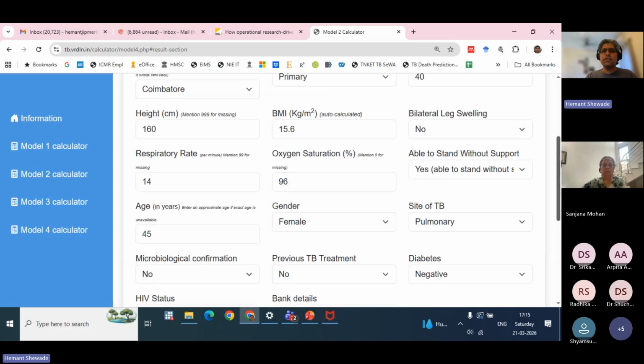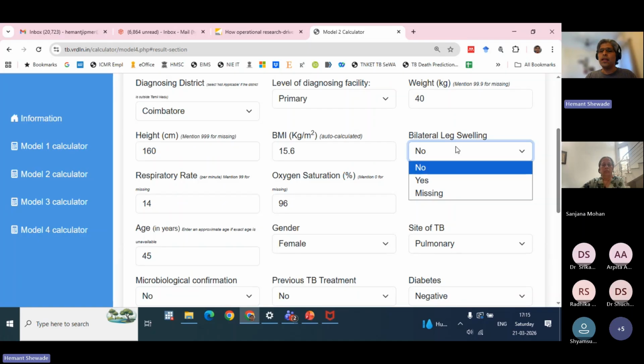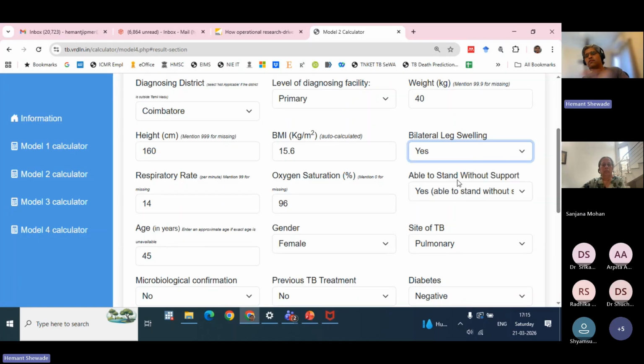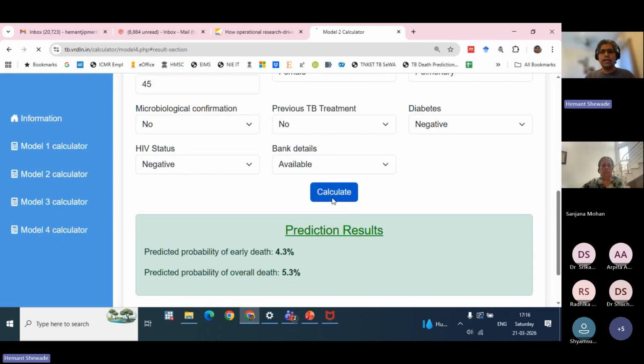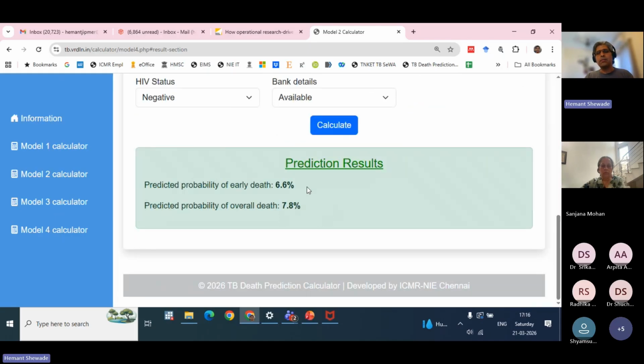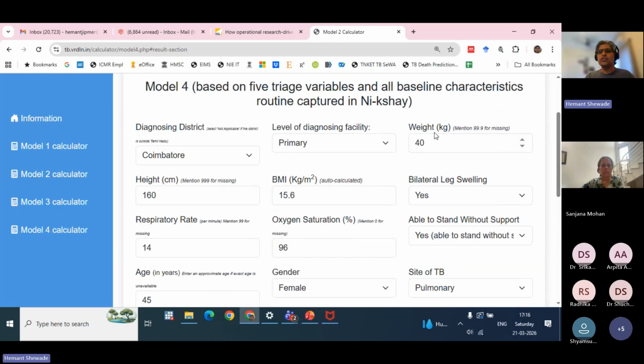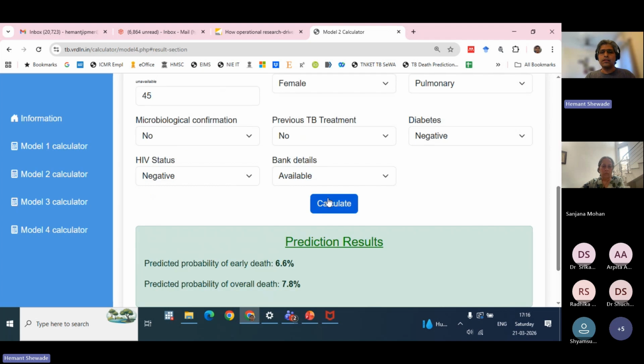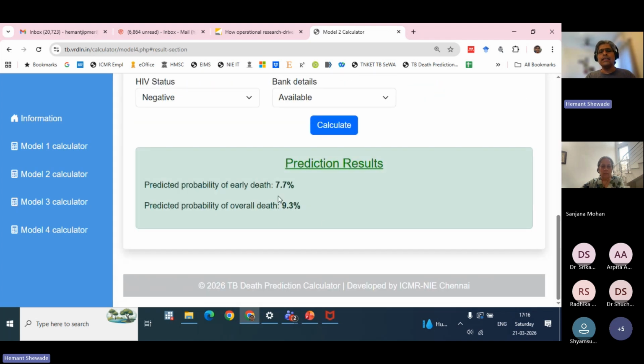Now, if this person with severe undernutrition has leg swelling, that becomes very severe undernutrition. If you click predict, you see the predicted probability increases to 6.6 and 7.8. If you further reduce the weight to 35, the BMI is less than 14. When you calculate, you can see the predicted probability increasing to 7.7 and 9.3. So to summarize, the overall TB death rate for this individual is around 10%.